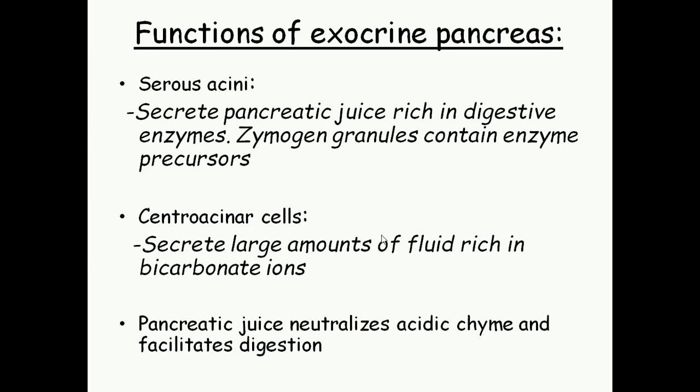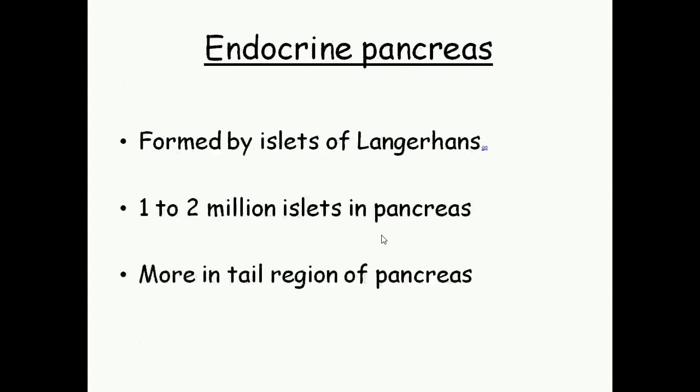Functions of exocrine: it secretes pancreatic juice rich in digestive enzymes. Zymogen granules contain the precursors, and they secrete a large amount of fluid rich in bicarbonate ions. The main purpose of pancreatic secretion is to neutralize the acidic content of the stomach. All the secretions of the pancreas are rich in bicarbonate ions. The pancreatic juice neutralizes the acidic chyme and facilitates digestion.